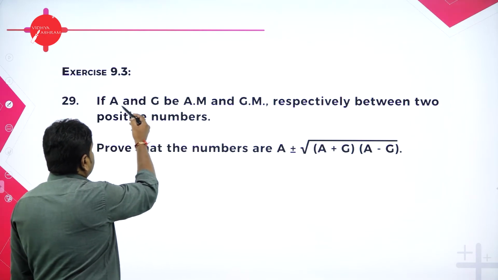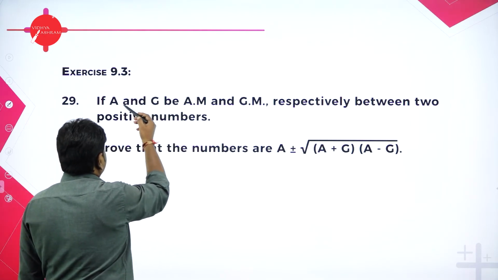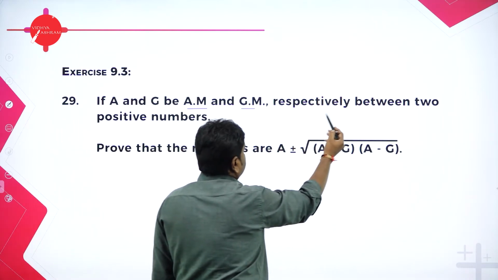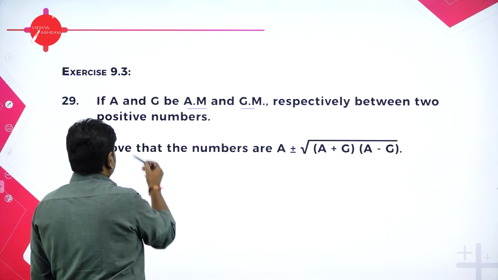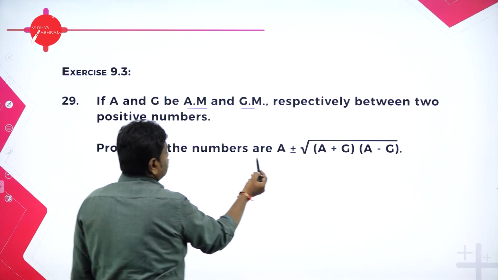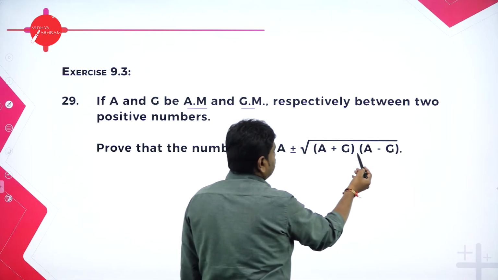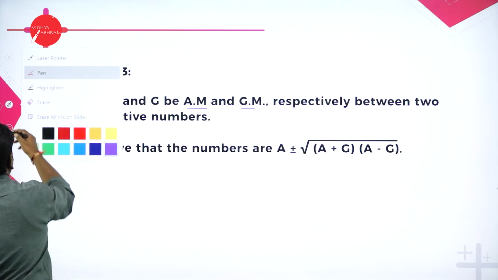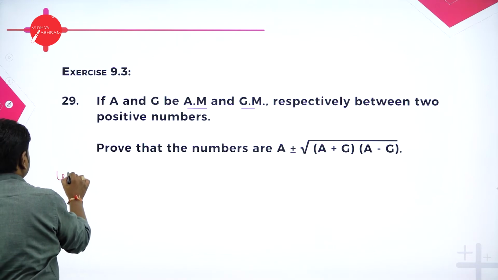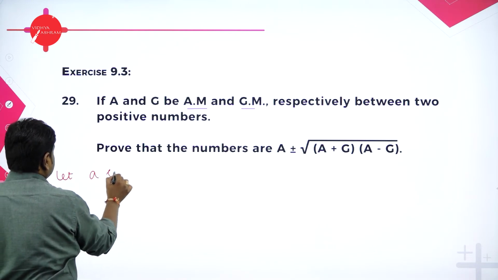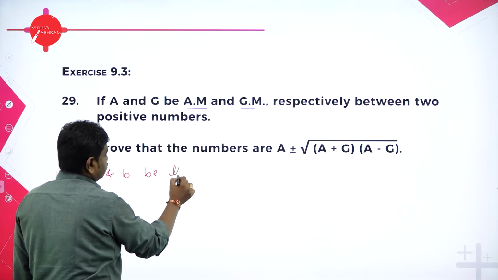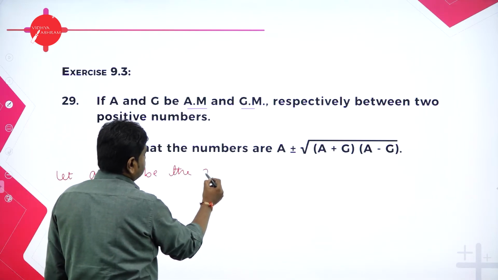If capital A and capital G are the arithmetic mean and geometric mean respectively between two positive numbers, prove that the numbers are A plus or minus root of (A plus G) into (A minus G). We have to prove these are the numbers. So how to do? Let us assume, let a and b be the numbers.